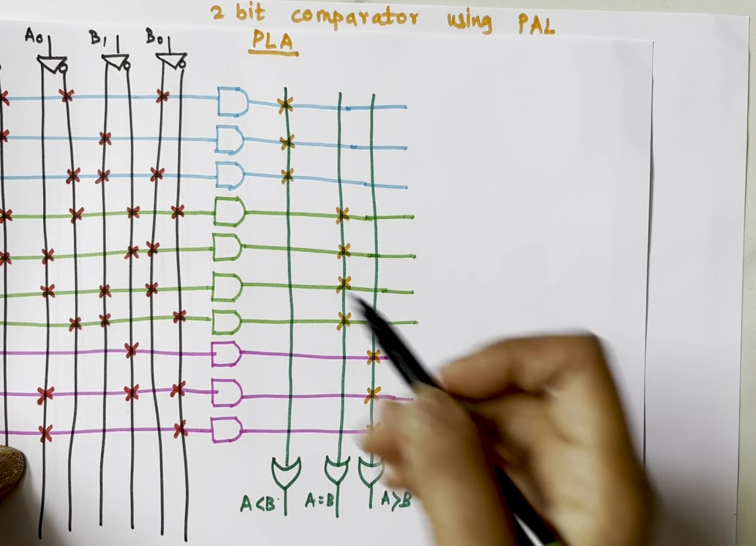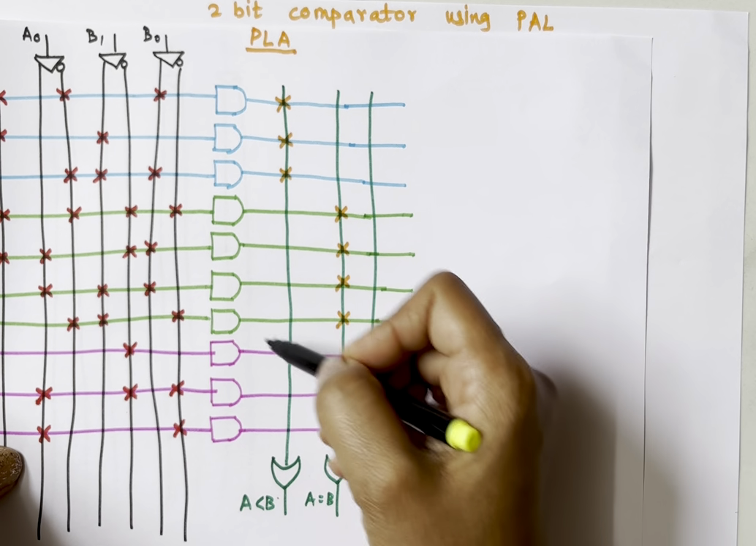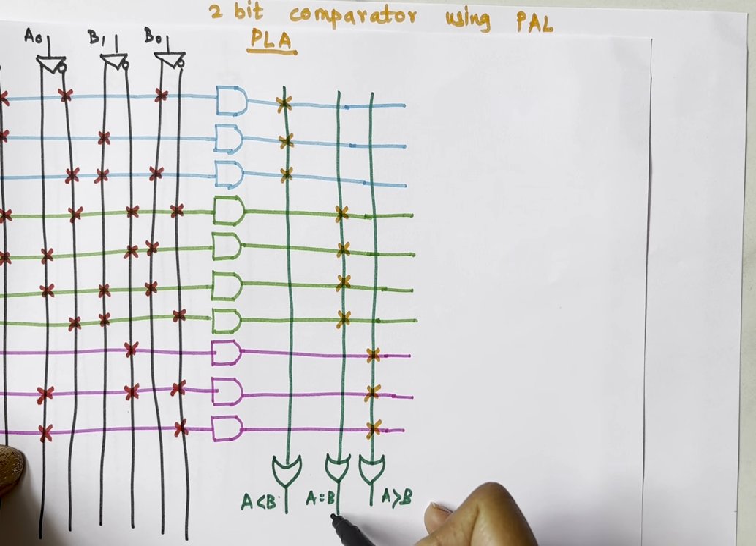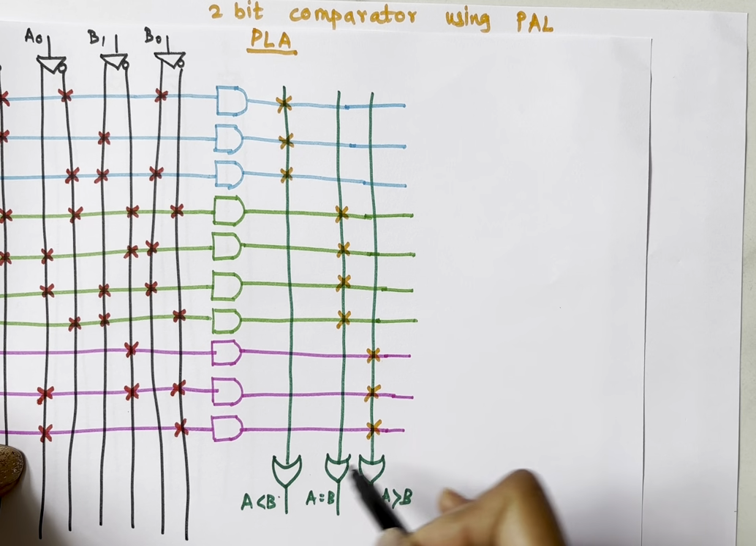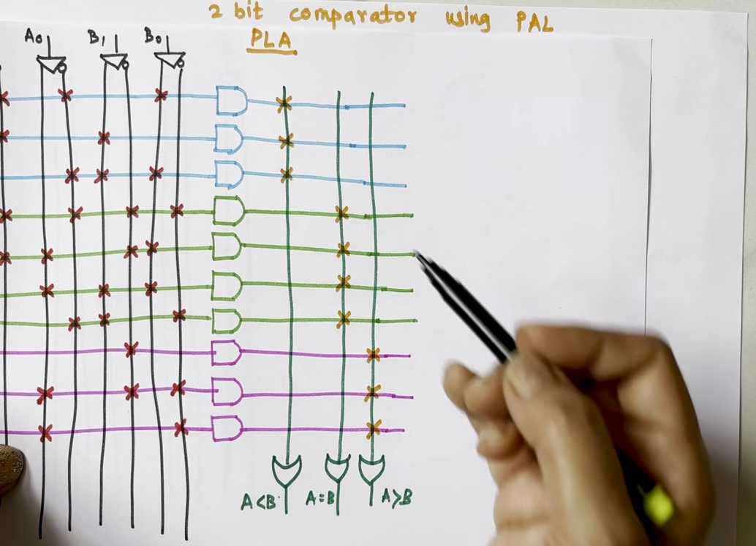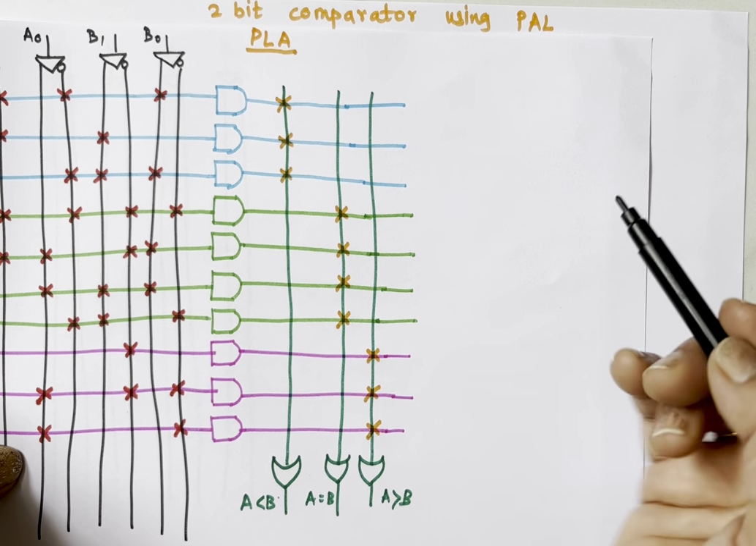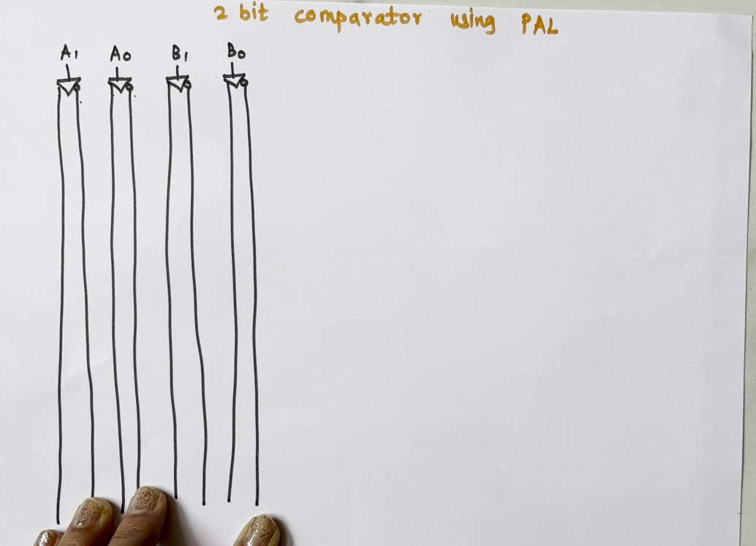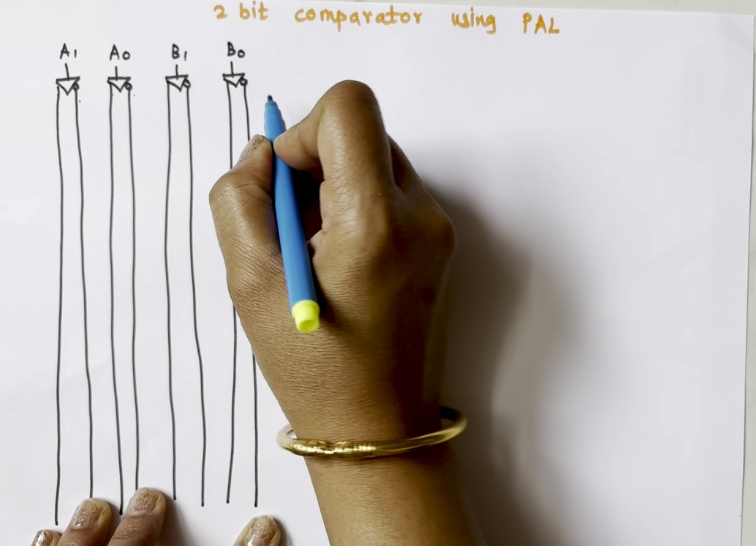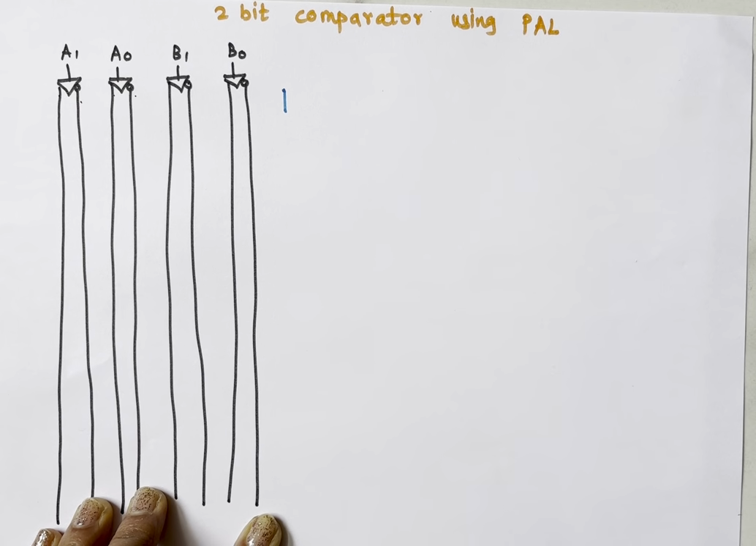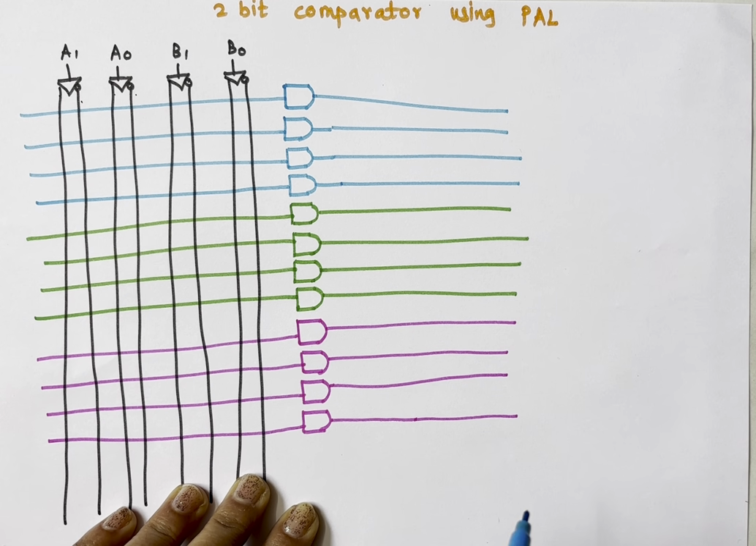Here, as I told you, we must take 4 input OR gates, because for one term I want 4 inputs. So for every other term I'll have to take a 4 input OR gate. So I need 4 3s are 12 AND gates. So first I'll take 12 AND gates. I'll draw 12 AND gates here. So these are my 12 AND gates.